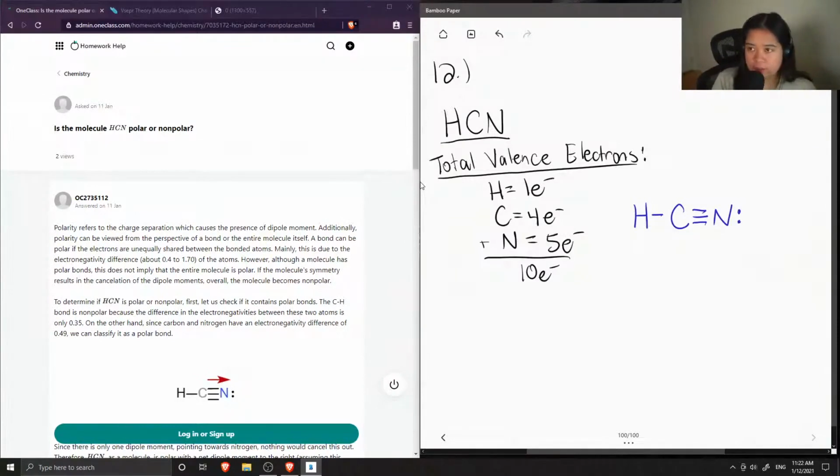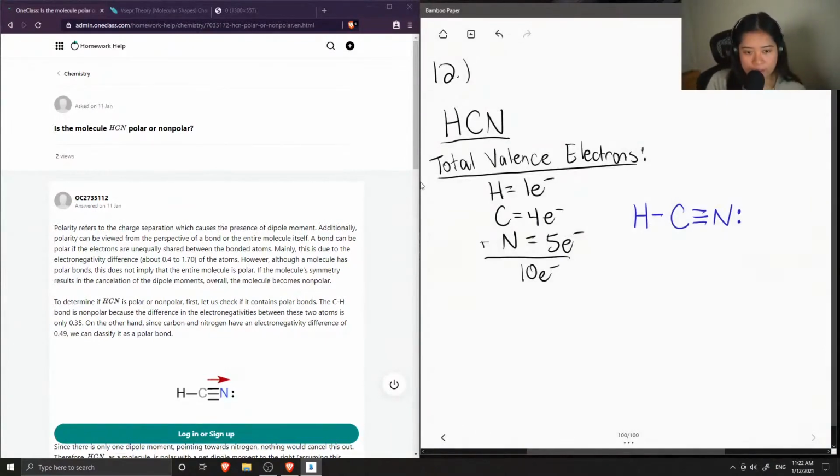Let's count out all the electrons I've drawn. So each bond contains 2 bonding electrons, and we have 4 bonds. So we have a total of 8 plus 2, which is 10. So this is a reasonable Lewis structure for HCN.